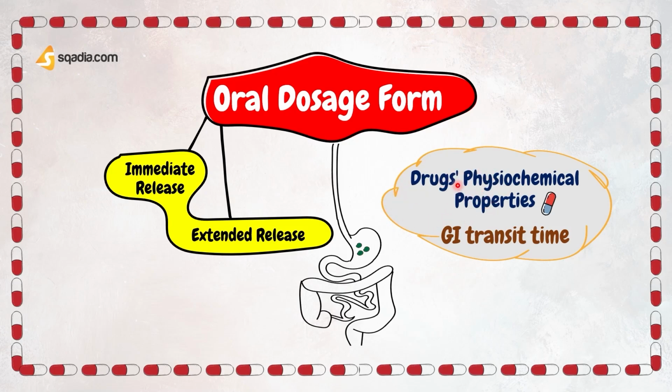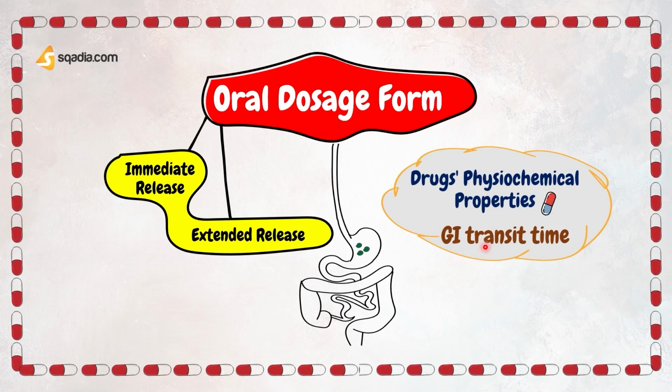So let us move on to the next topic, which is drug physiochemical properties and GI transit time. The GI transit time is abbreviated from gastrointestinal transit time. The drug's physiochemical properties affect the drug release from the dosage form, such as solubility and permeability. We'll discuss it in the next slide.